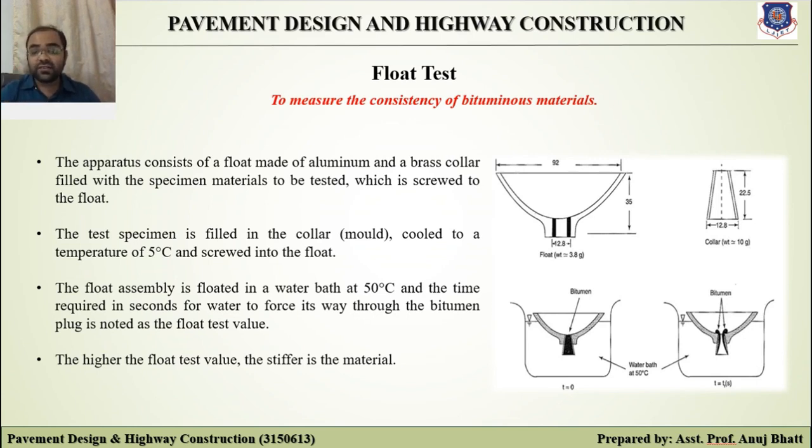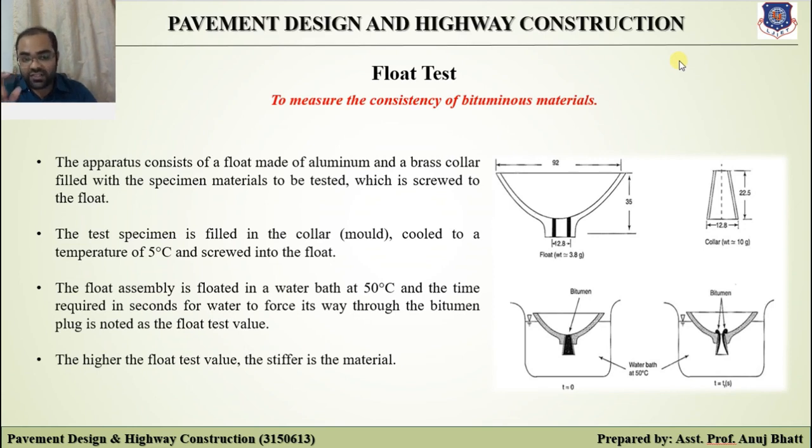The apparatus consists of a float made of aluminum and a brass collar. This collar is also called a mold. A brass mold is filled with the specimen material to be tested, and it is screwed into the float, as shown here in the figure. This is a mold, or collar, and this is a float of weight 3.8 kg. The test specimen is filled in the mold, cooled to a temperature of 5 degrees and screwed into the float.